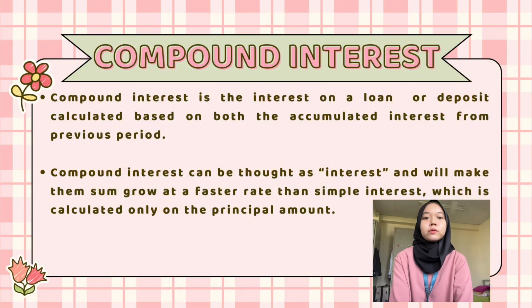Let's start with compound interest. Compound interest is the interest on a loan or deposit calculated based on both the initial principal and the accumulated interest from previous periods. Compound interest makes a sum grow at a faster rate than simple interest, which is calculated only on the principal amount.